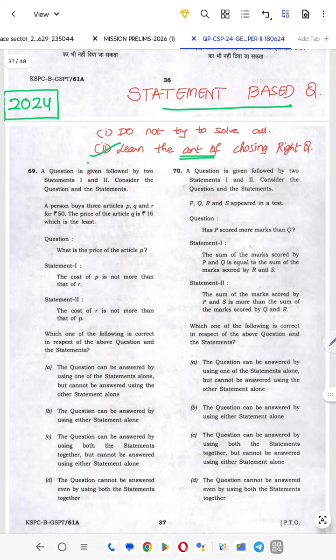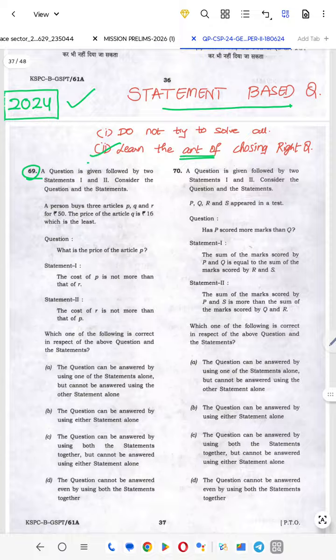In this video we will discuss 3 to 5 questions where you will understand which question to choose and which question to leave. This paper is the 2024 UPSC CSAT examination. You can download it and solve the remaining questions. Now let us see the 69th question in this video.